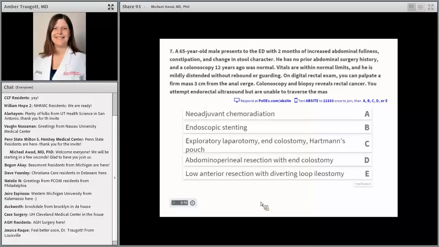Neoadjuvant chemoradiation, endoscopic stenting, exploratory laparotomy and colostomy in Hartmann's pouch, or APR with end colostomy, or LAR with diverting loop ileostomy. I think part of the question didn't make it onto the slide. Yeah. An MRI shows it's a T3 rectal cancer. Oh, thank you, Dr. Traugott.